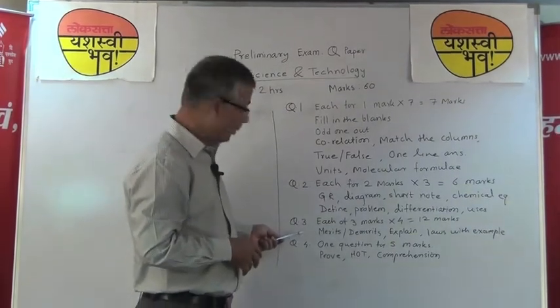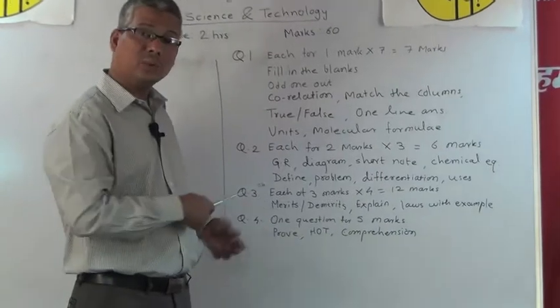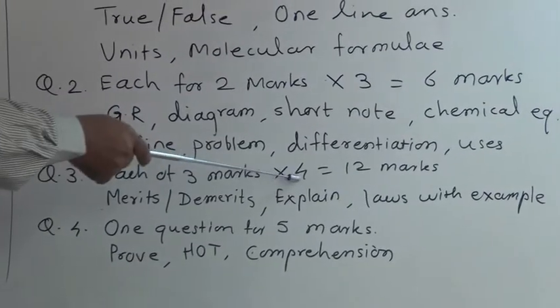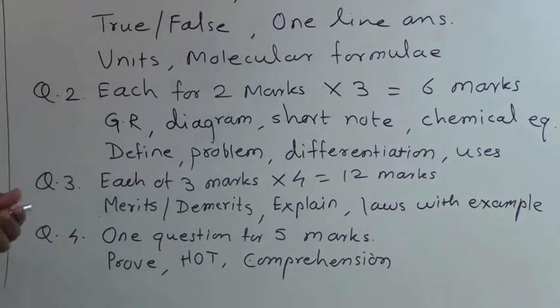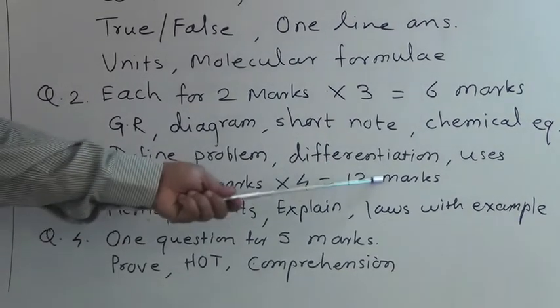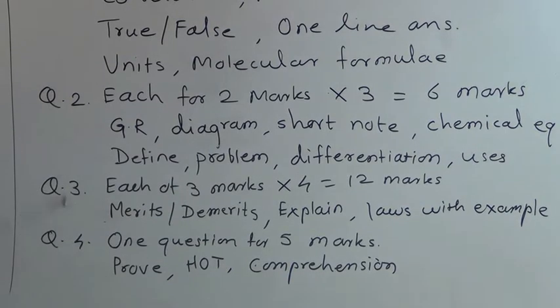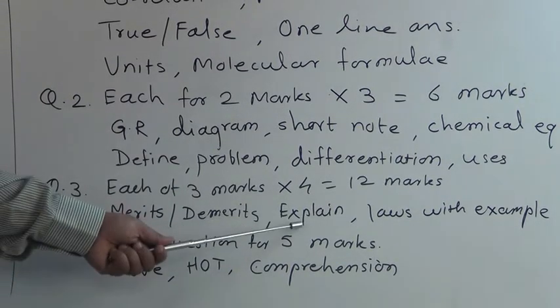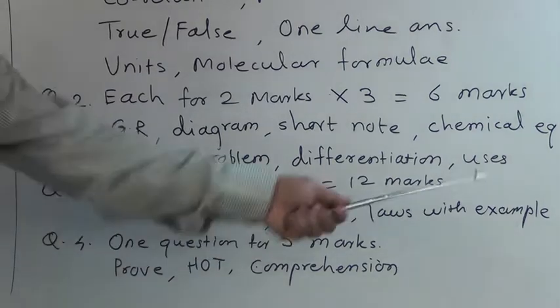Next, we'll talk about question number 3. In question number 3, each question is for 3 marks. You have to solve 4 questions out of 5. So this question is totally for 12 marks. In this, they may ask you merits or demerits or explain the phenomena or laws with example.